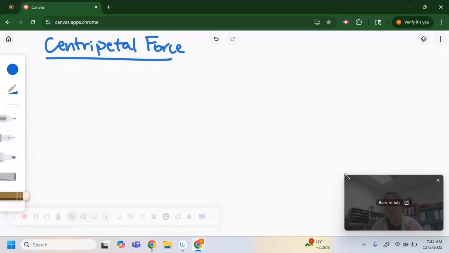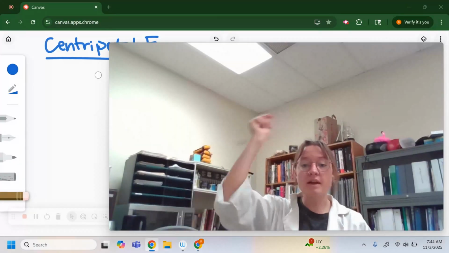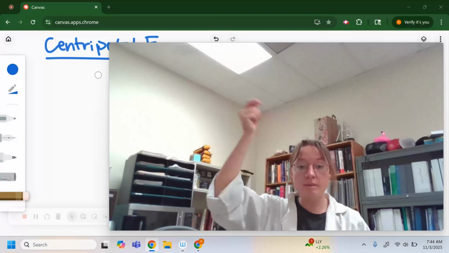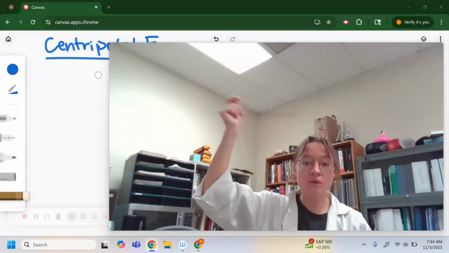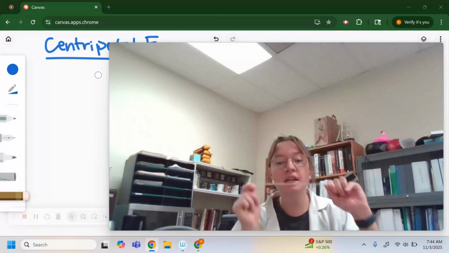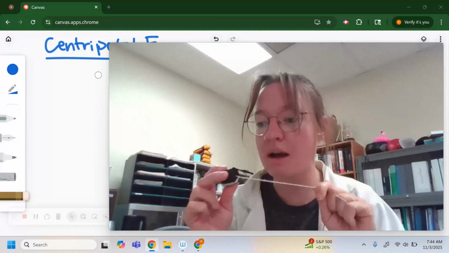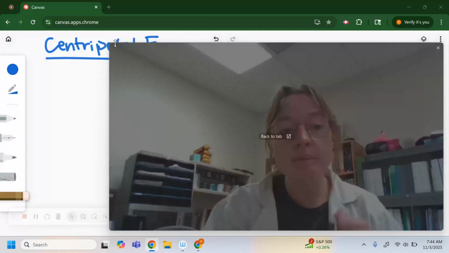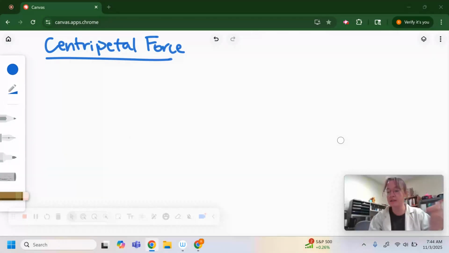Suppose that I have this rubber stopper attached to a string like this. If I wheel it around my head, it takes a force to keep it going in a circle. I know that it takes a force because there's tension in the string, and that tension is creating a force on the rubber stopper. A centripetal force is any type of force that makes an object go in a circle. That's what a centripetal force is.